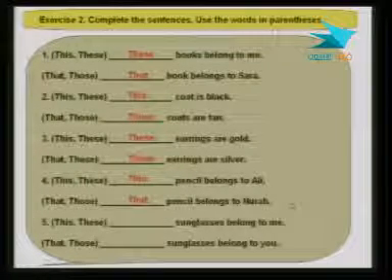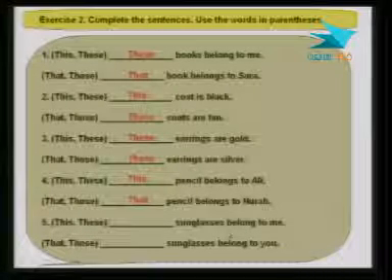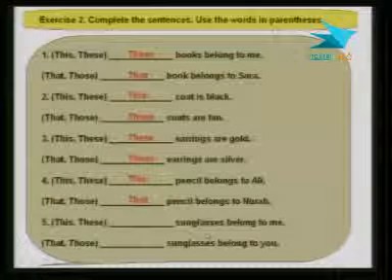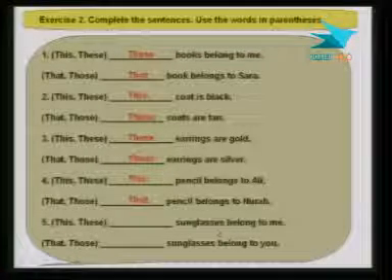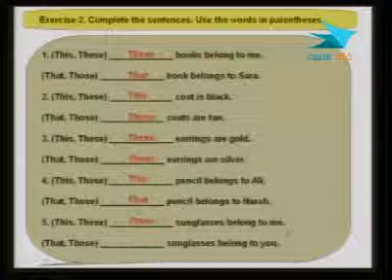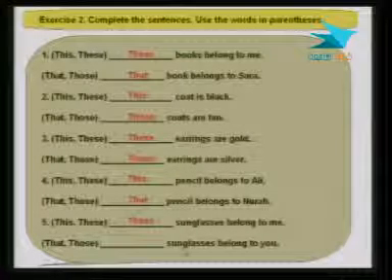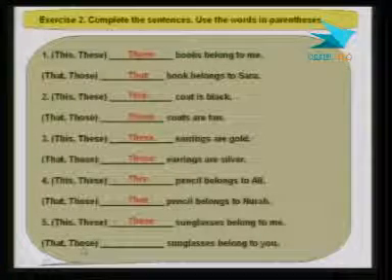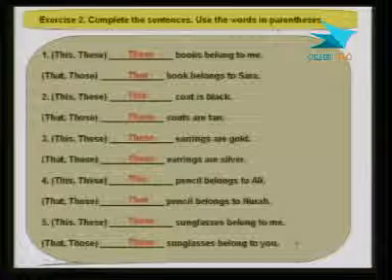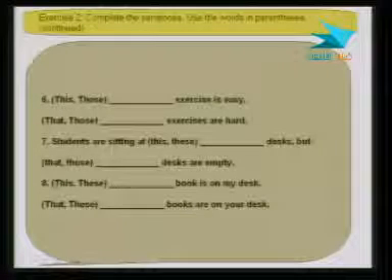Number 5. Again, the noun here is sunglasses, right? It has to be these because the noun is what? Plural. So these sunglasses belong to me, all right? And again, it's plural, so we also have to get that one. So it's those sunglasses belong to you. All right. This is the rest of the exercise, all right?